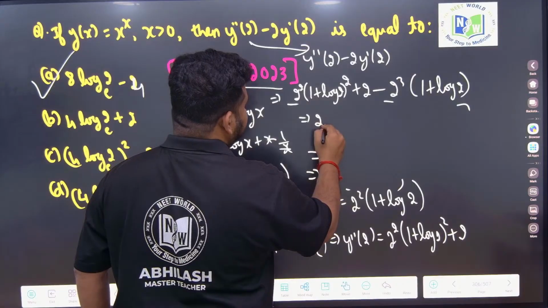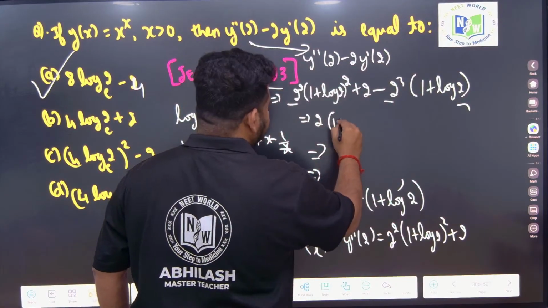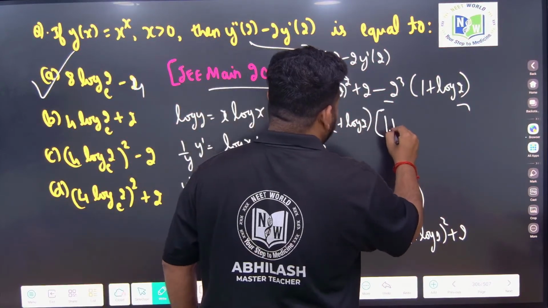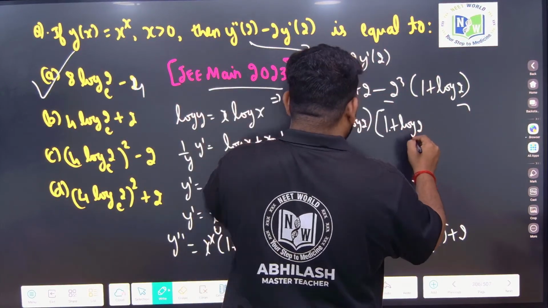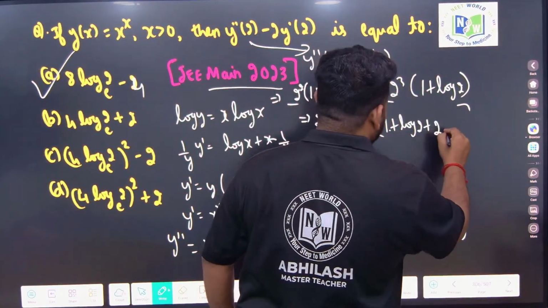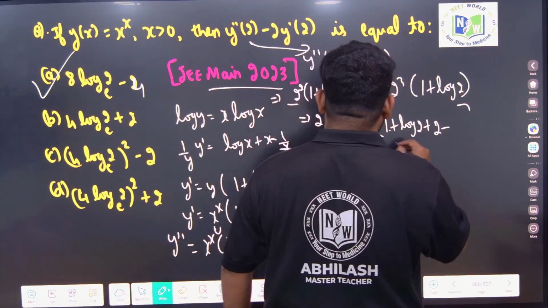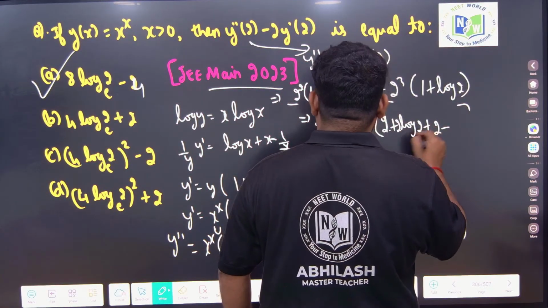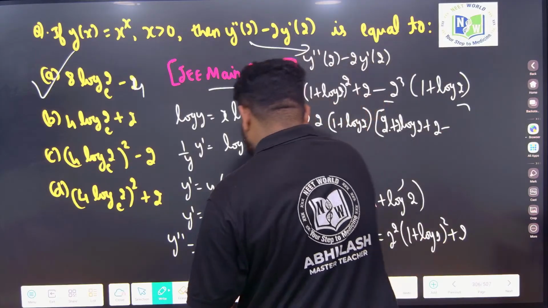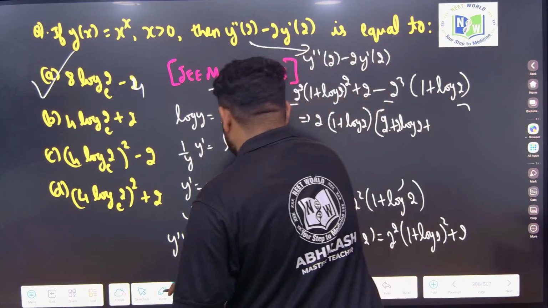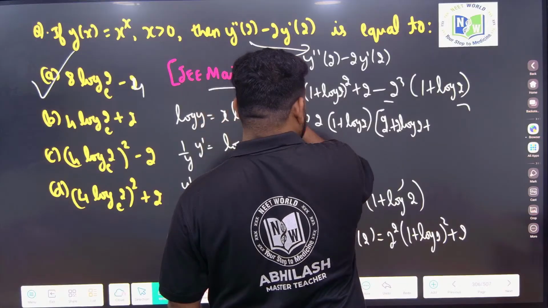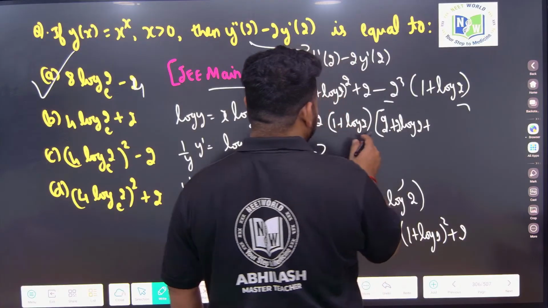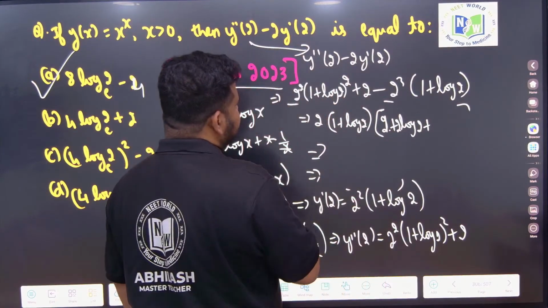So I can take this as what? This will become 2 into (1 plus log x, or 1 plus log 2). Within the bracket, 1 plus log 2 plus 2 minus 2. If I take 2 outside, this will become 2 times 2 log 2, 2 plus 2, this will become 4. If I am taking 2 outside, 2 square is there.